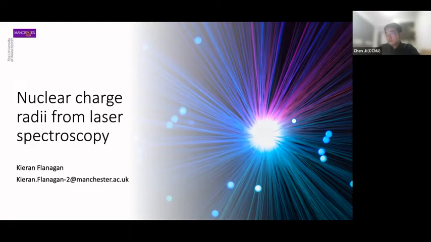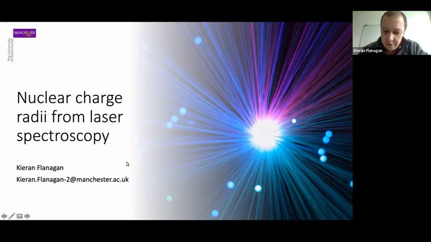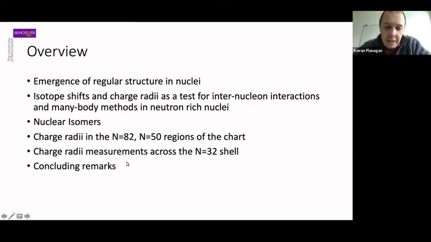So I was given the title to talk about charge radii measurements in the heavy region. So there's quite a large region of nuclei to talk about. For the overview of the talk, I focused on the background nuclear physics that charge radii measurements contribute to understanding, and the role that isotope shift and charge radii measurements have as tests for internucleon interactions and many-body methods.